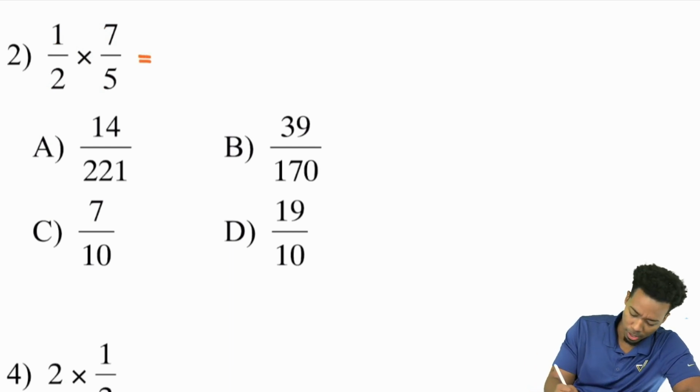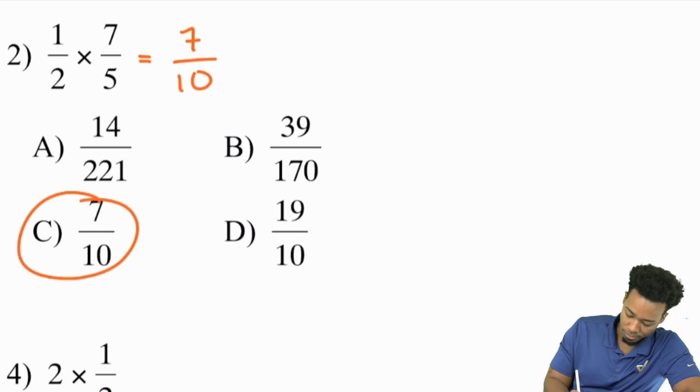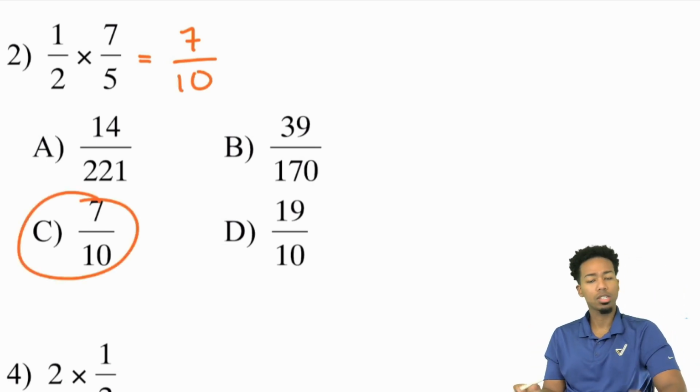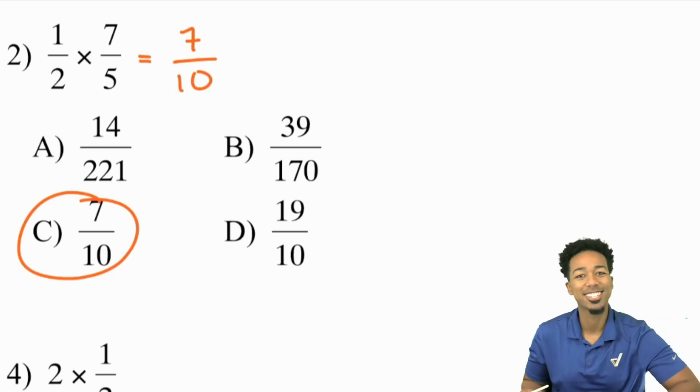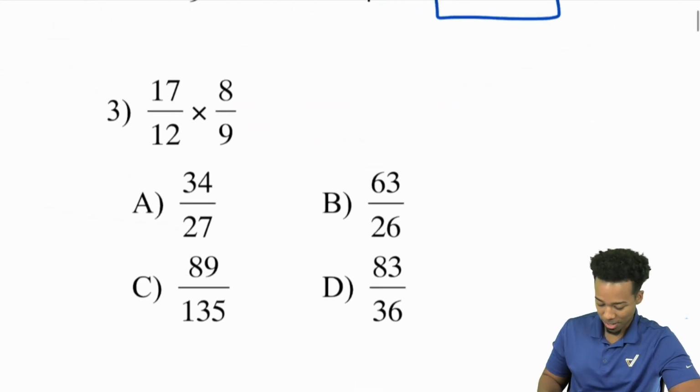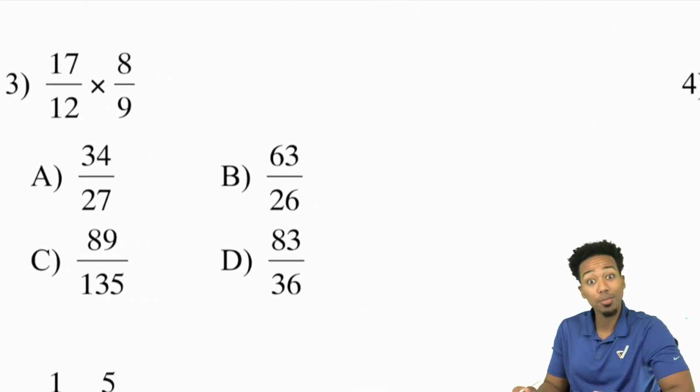Just multiply straight up. We have 1 times 7, which is 7. 2 times 5, which is 10. And there's your answer. 7/10, nice and easy. Now let's go ahead and get into number 3 here. Okay, this one here, we should be able to simplify something.